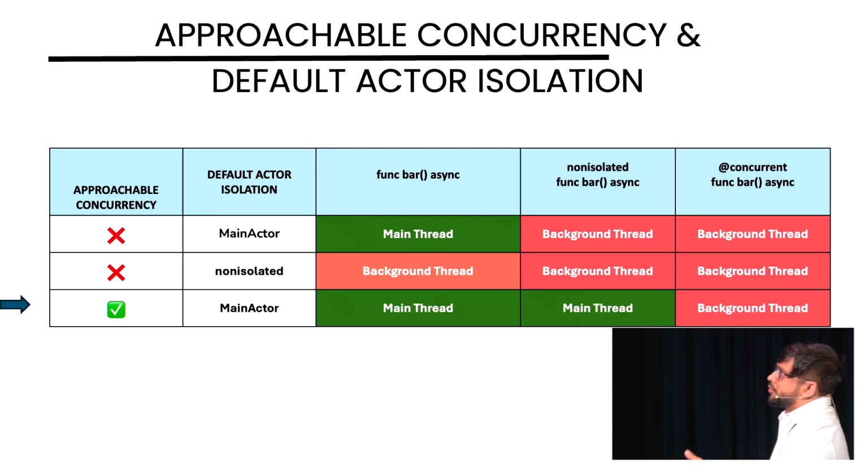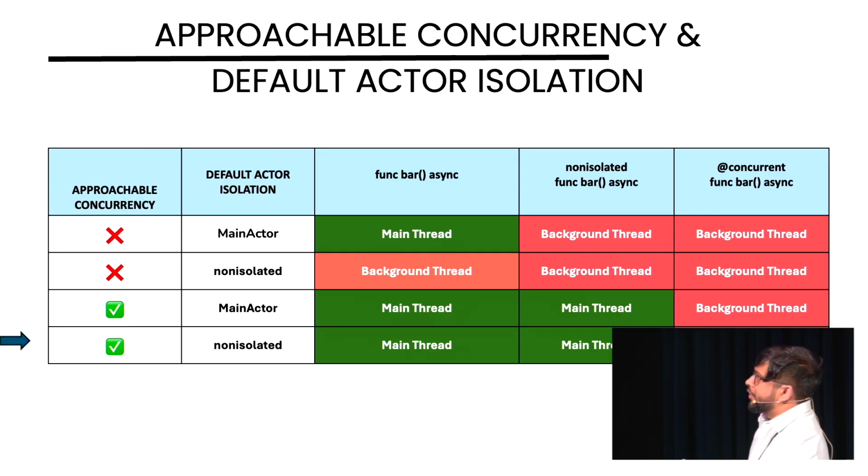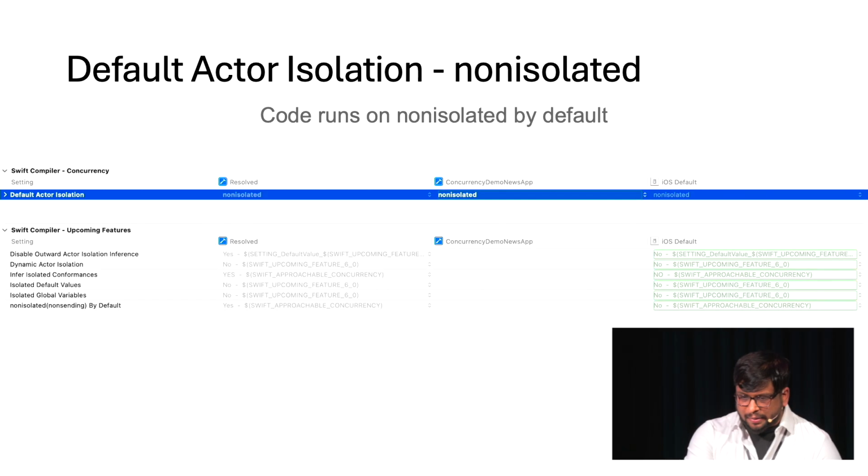When you set Yes for approachable concurrency and you have main actor, the normal async function and the nonisolated async function will run on the main thread. Similarly, when you set nonisolated, it still will run on the main thread. So the key insight is that when approachable concurrency is on, the plain async function and nonisolated async function inherit their caller's isolation. So this is magic.